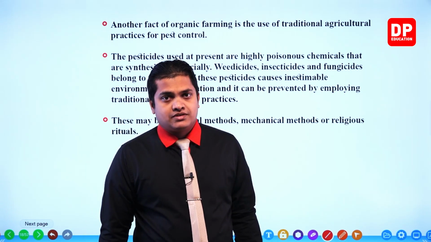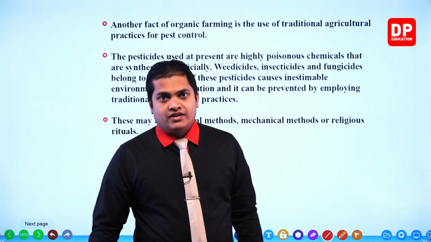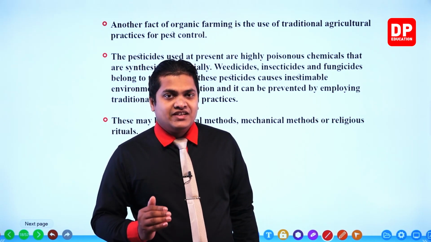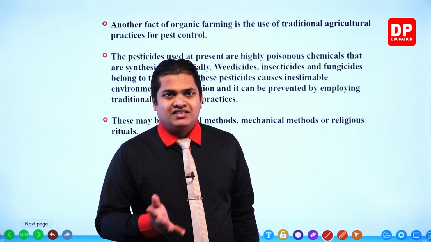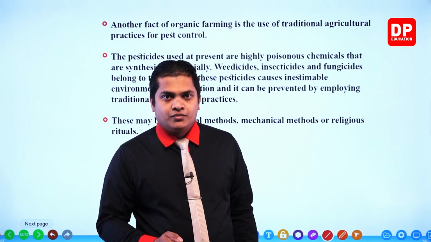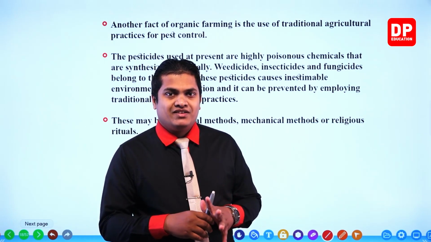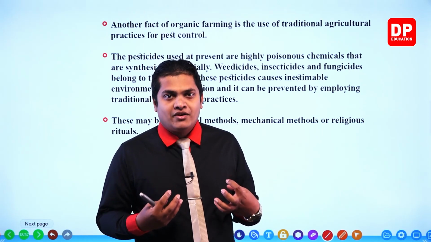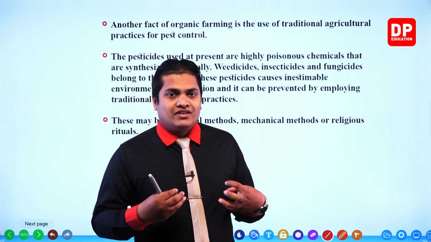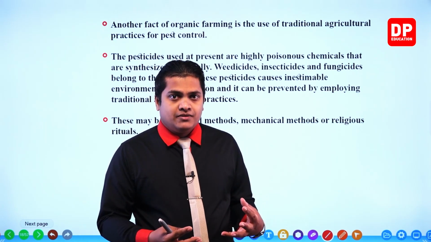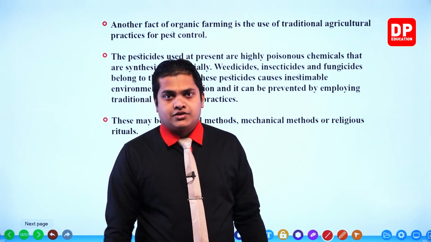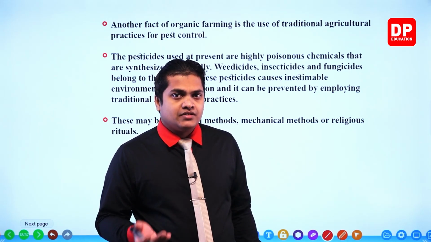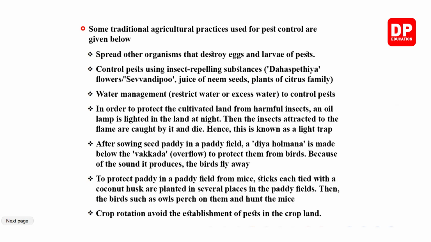Some special rituals. No matter whatever the method, if the necessary objective is being met, then the method which we are going to use is irrelevant, no? So no matter whatever the way, if our necessity is being met, then that's the thing that we need. Whether it is mechanical, religious or biological, our aim is to reduce the pests which are going to harm the agricultural lands. So by using several traditional methods, we can avoid these things, right? Some traditional agricultural practices used for pest control are given below.